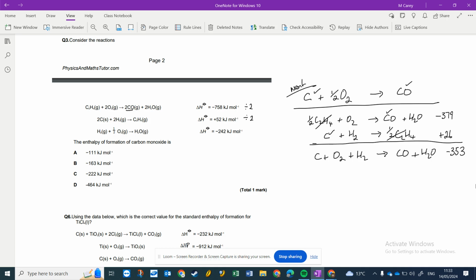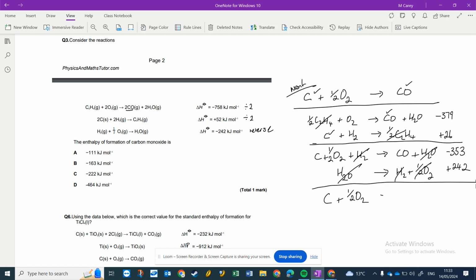Now, we've got a half too many O2s and we have an H2. So this is where it's going to come in. If we reverse this one, so now we make that H2O gives you H2 plus a half O2, and that's plus 242. We add those together, that'll cancel out. That cancels out. That will cancel out to make that a half. Now we add them together. C plus a half O2 gives you CO, and the answer is minus 111 kilojoules per mole.